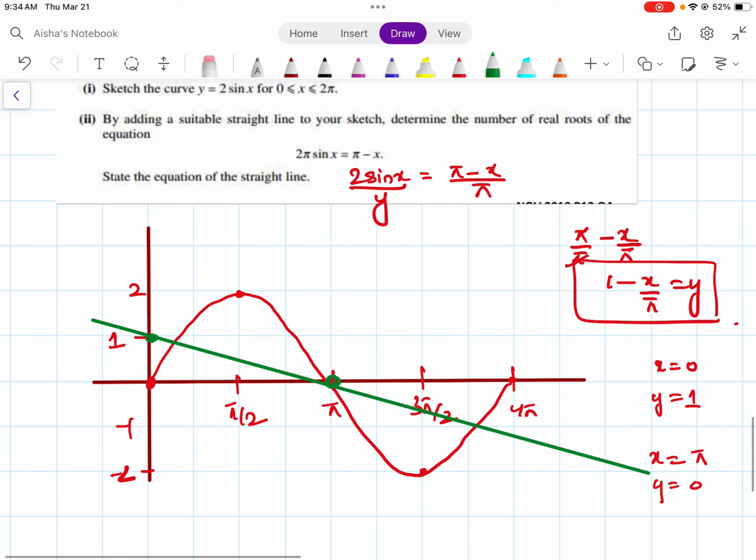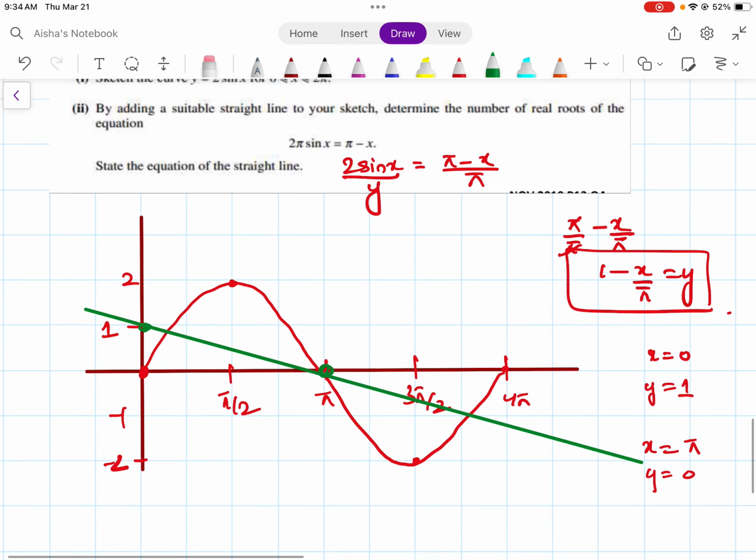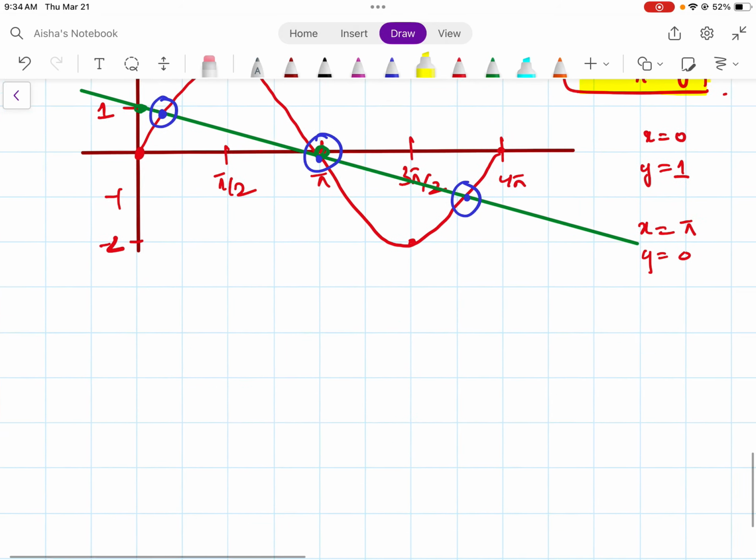Okay. Now the next thing is to state the equation as a straight line and determine the number of real roots. Real roots means intersection points. 1, 2, 3. 3 real roots is my answer. And the equation of the straight line is this. That's it.